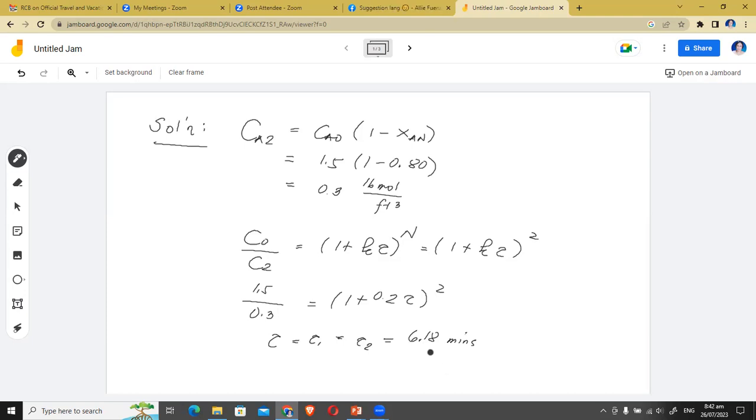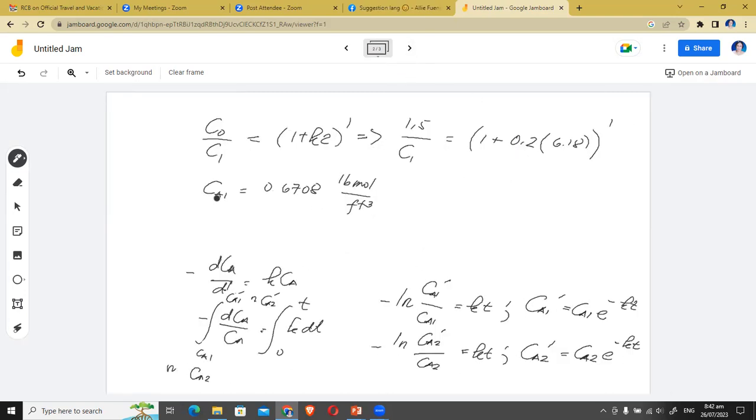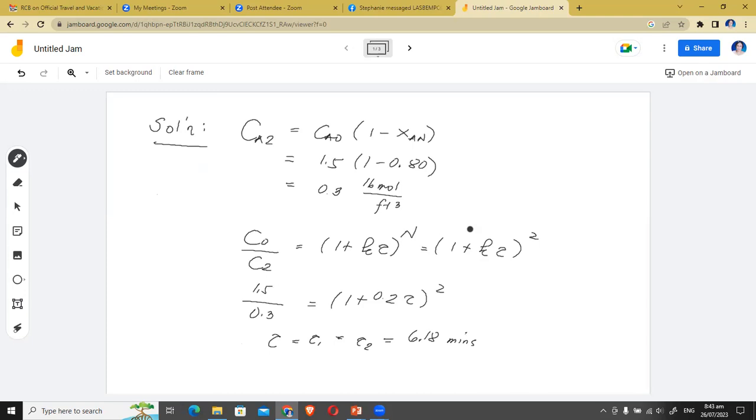Now, since we know already the space-time, we can go back to the same formula, substitute the space-time here, but this time determine the concentration leaving the first reactor. So this will be C1 or CA1, and this N will now be 1. That's what we did on this particular part of the slide. The first step in solving this problem is determining the concentrations of the streams leaving reactor 1, which is CA1, and reactor 2, which is CA2.